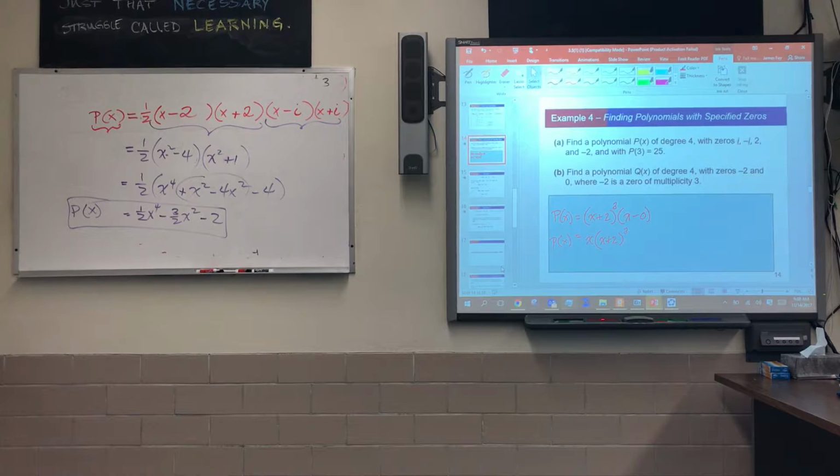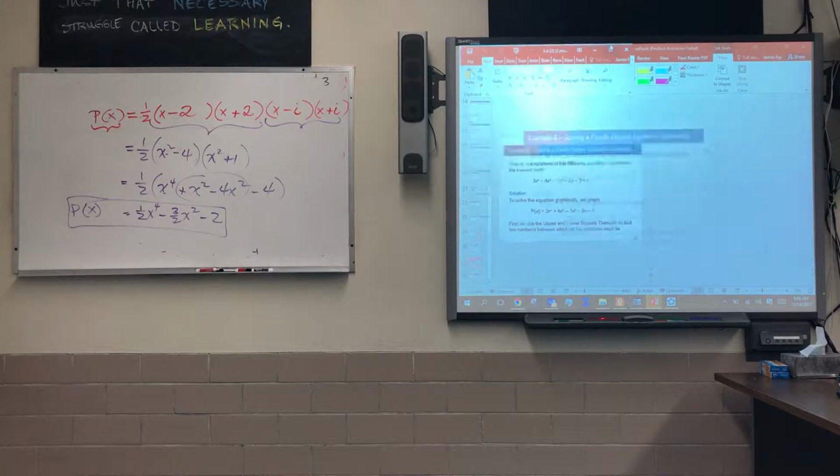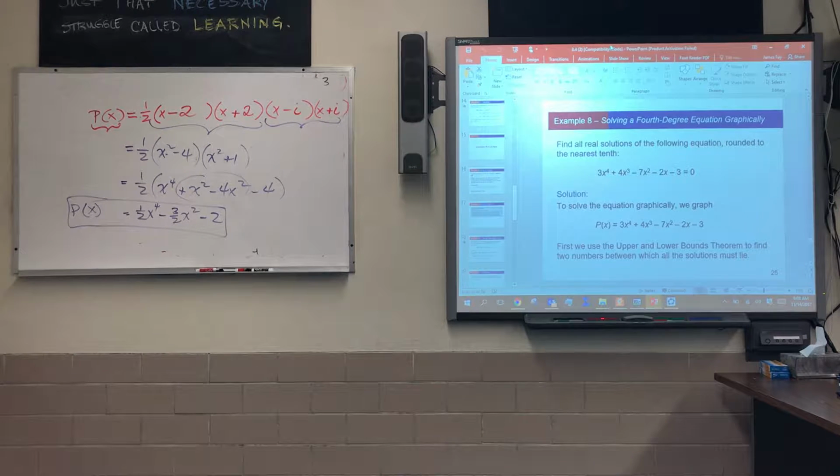Okay. Yesterday, I know we talked about this in first period. I don't remember if we talked about it in this class yesterday, but there was a function towards the end of yesterday's lecture. That was 3x to the fourth plus 4x cubed minus 7x squared minus 2x minus 3.